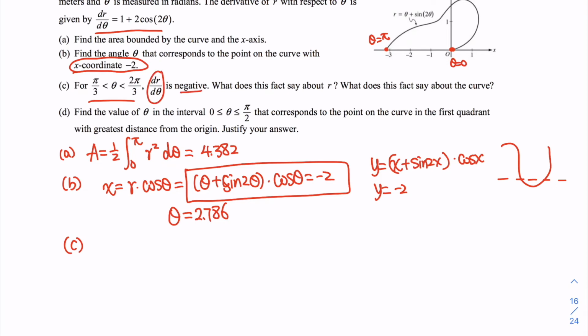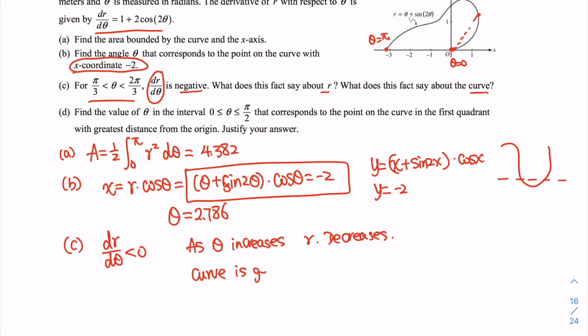Part C. For this interval, dr over d theta is negative. What does this tell us about r? What does it tell us about the curve? Because dr over d theta is negative, that means as theta increases, r decreases. Because r is the distance from the point to the center, because r decreases, so the curve is getting closer to 0, 0.